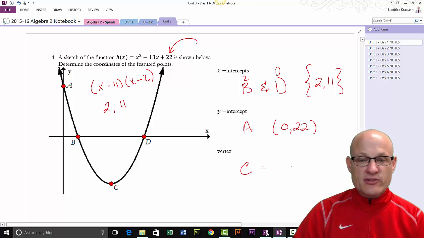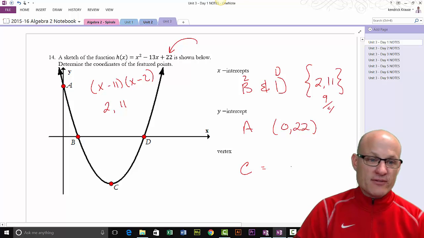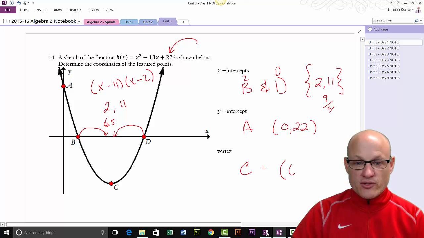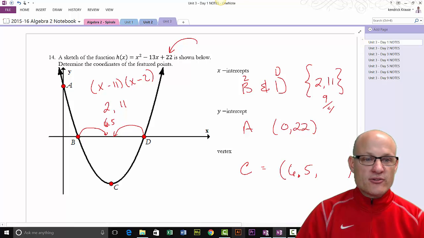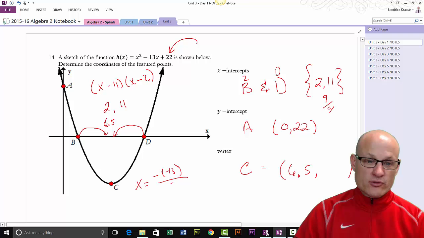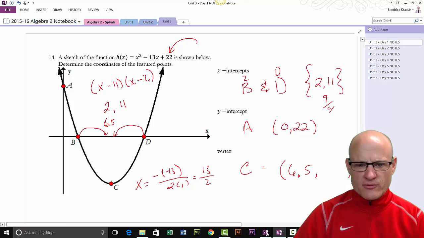And the vertex is, let's see, remember it's halfway between these two. So the difference between these two is 9. Half of that is 4.5. So if I add 4.5, I get to 6.5. And if I subtract 4.5, I get to 6.5. So I know C is 6.5 comma something. Just don't know what it is. Or I could do my axis of symmetry. x equals negative negative 13 over 2 times 1. Which is just 13 over 2, which is 6.5.